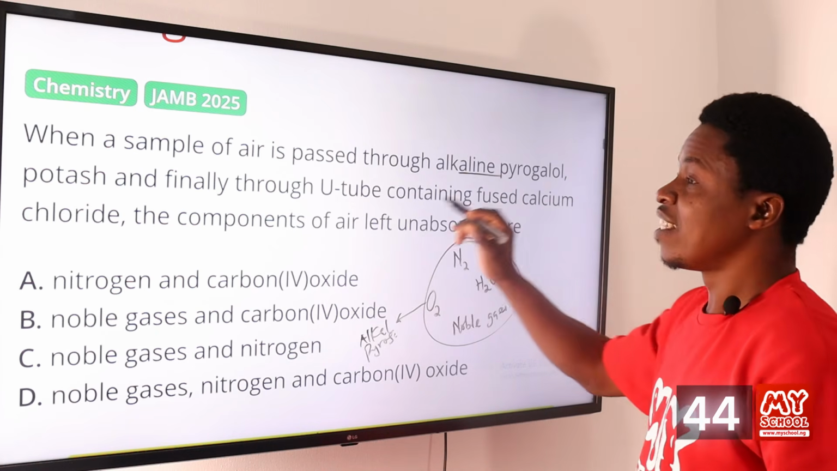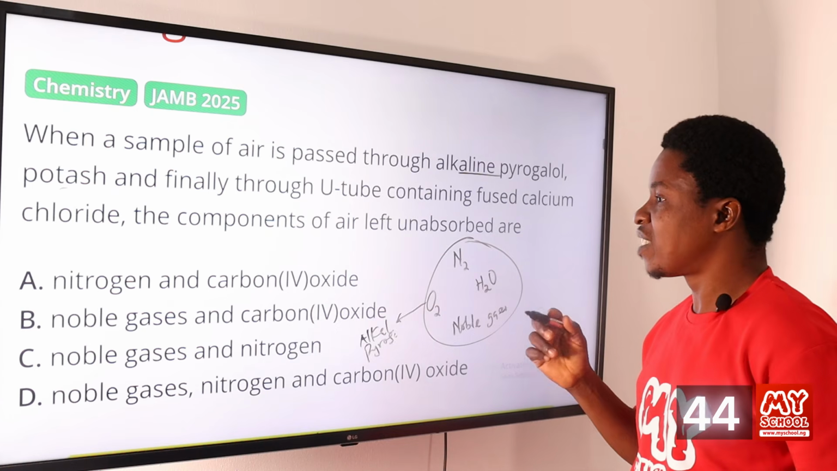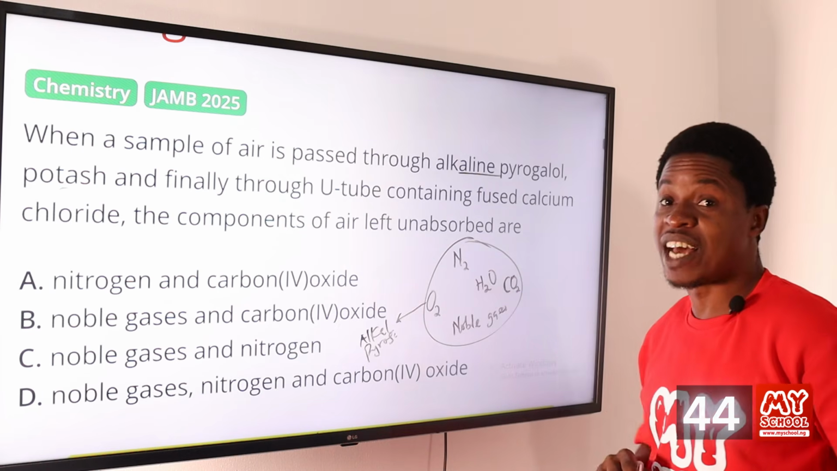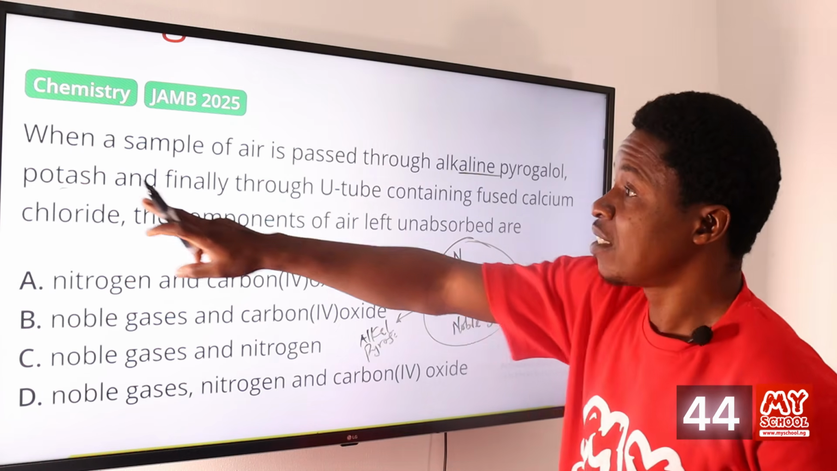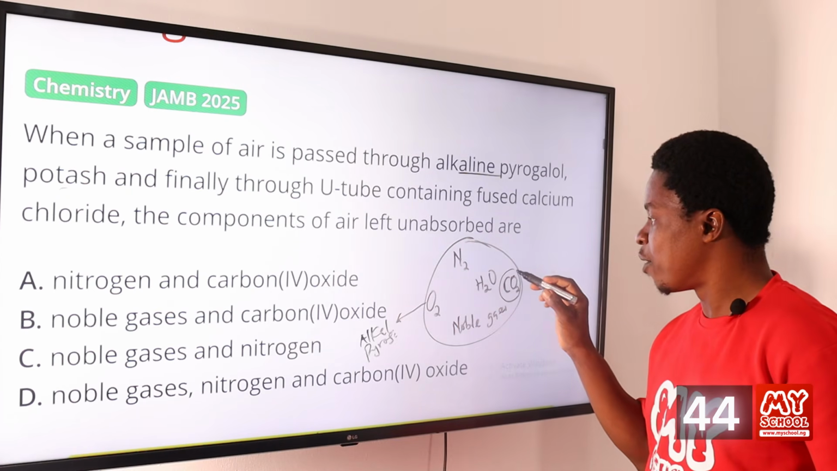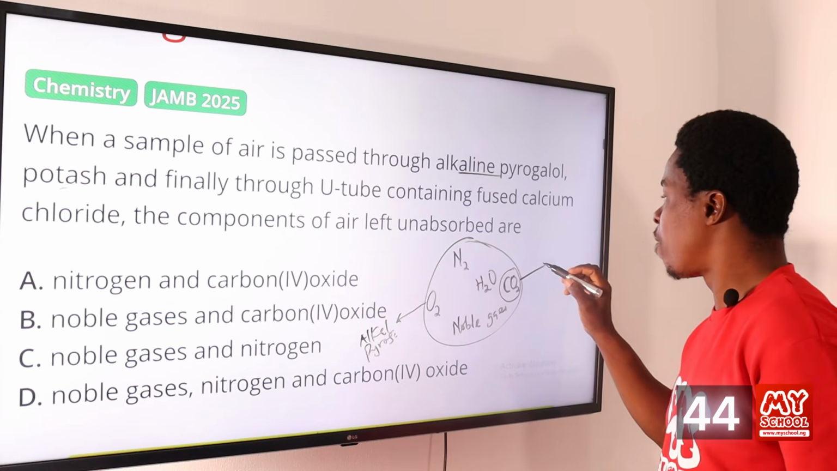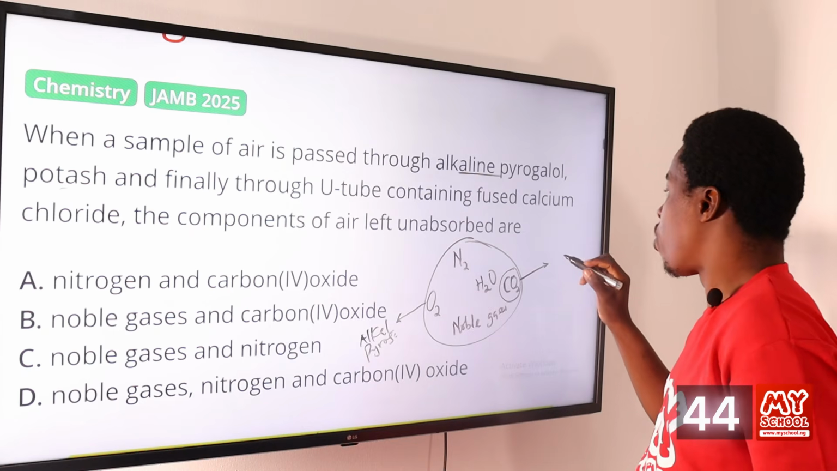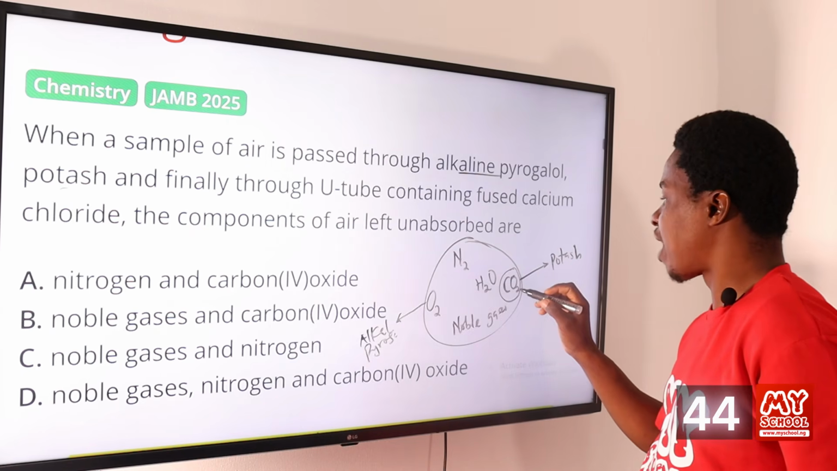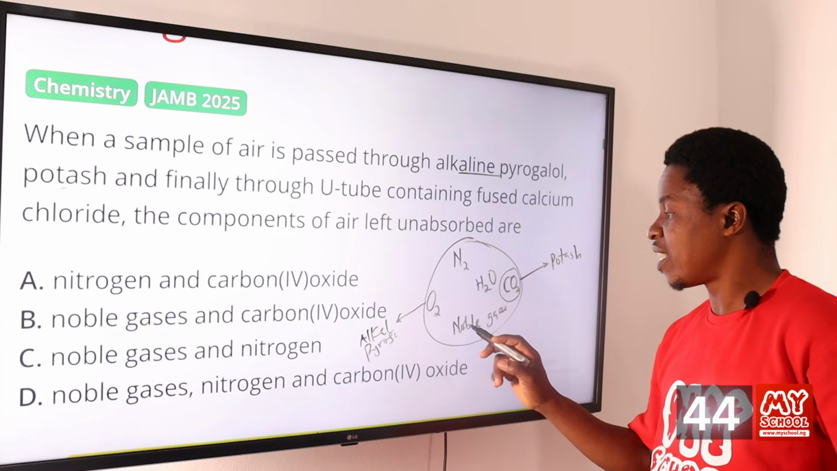Now, we are done with this. The next one is potash. Potash here has a tendency to take away... Oh, I didn't include, we have carbon dioxide. Carbon dioxide is also there, because when I saw this potash here, potash is only coming for no other one than carbon dioxide. So potash comes in here into the same setup, and then it absorbs this carbon dioxide, and so we are left with nitrogen, water vapor, and noble gases.